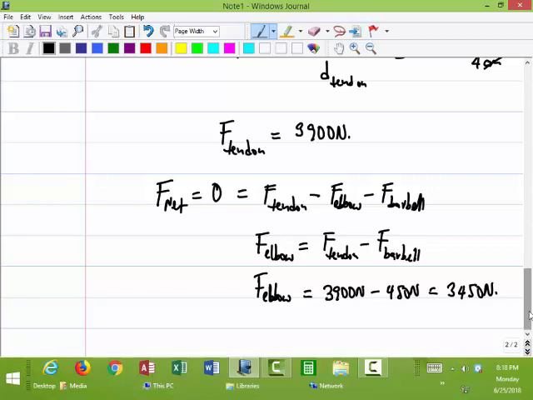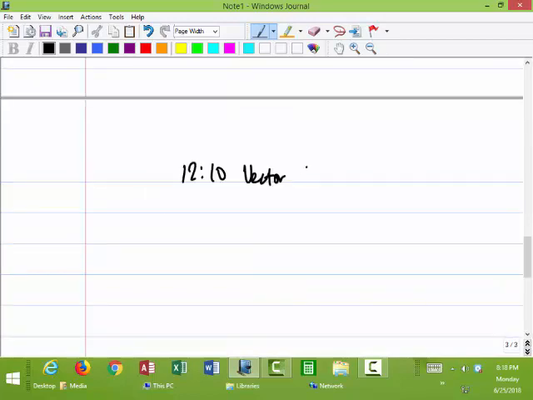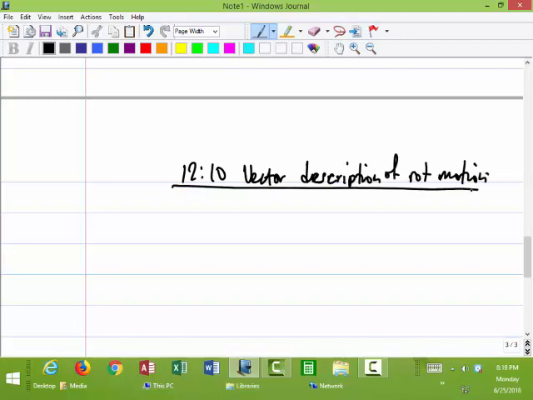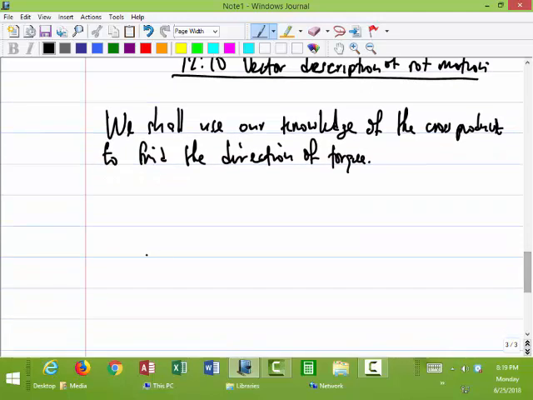I'm going to go on to section 12.10, the vector description of rotational motion. So in this section, we shall use our understanding of the vector cross product to identify the direction of the torque in rotational motion. So if you have an object like that in a plane, let's say we have two vectors. Let's call this vector A and vector B. And the angle between the vectors is an angle, let's say, phi.